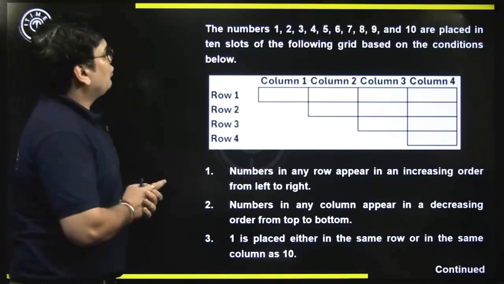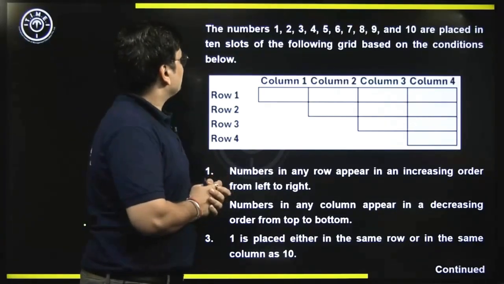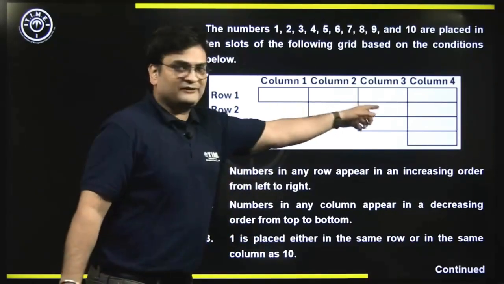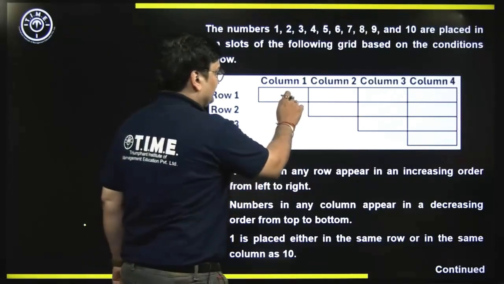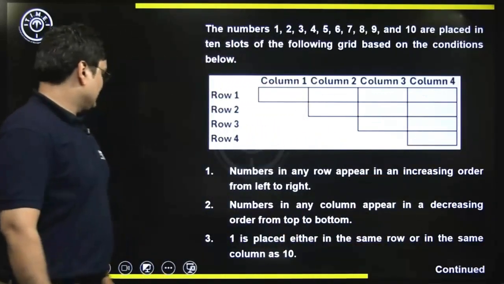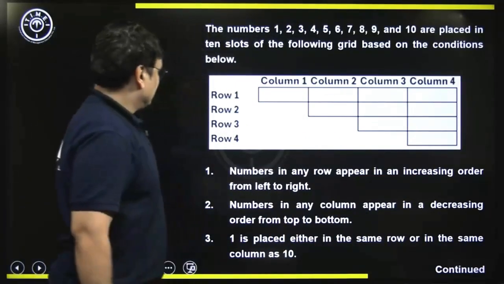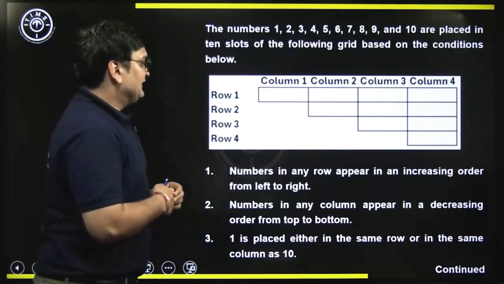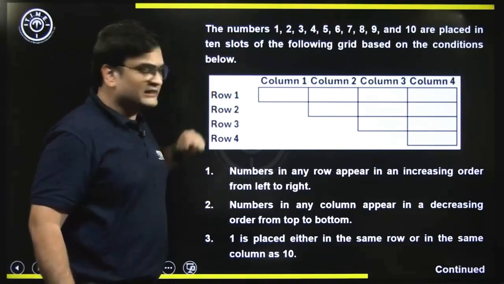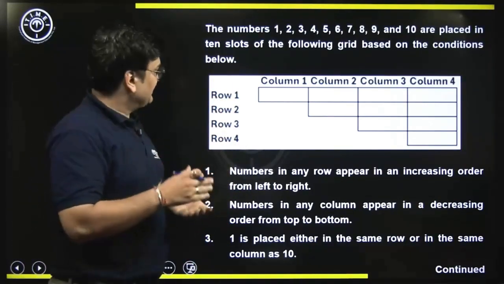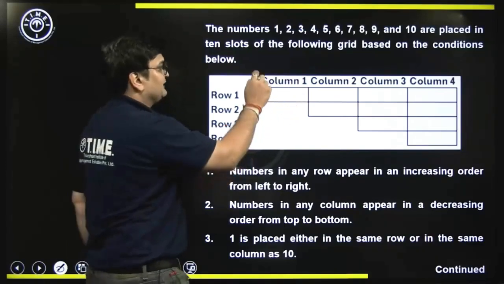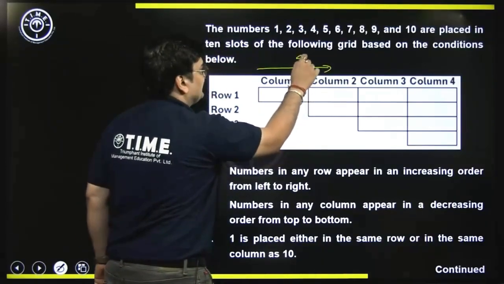It says the numbers 1 to 10 are placed in the 10 slots of the following grid based on the conditions below. So this is the grid that we have here, and we are supposed to place some numbers in these spaces. Let us read the conditions. The conditions read, numbers in any row appear in an increasing order from left to right. So if you take any row, row 1 or 2 or 3, 4 is anyways a single block, so we will not worry about 4. In row 1 or 2 or 3, the numbers are placed in such a way that from left to right they increase.